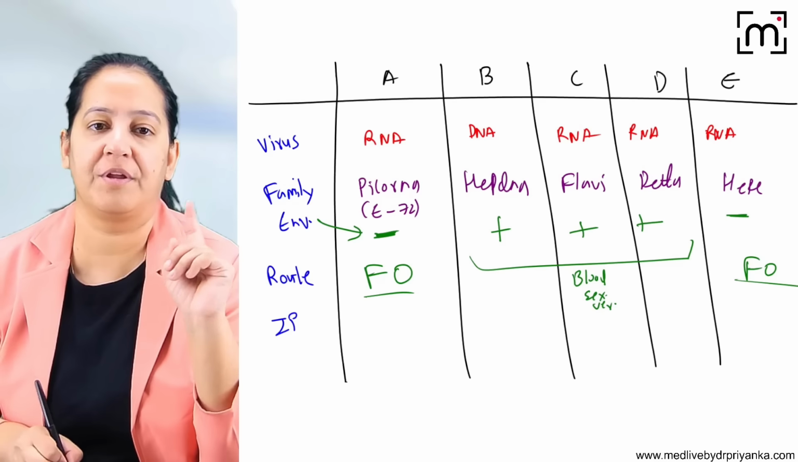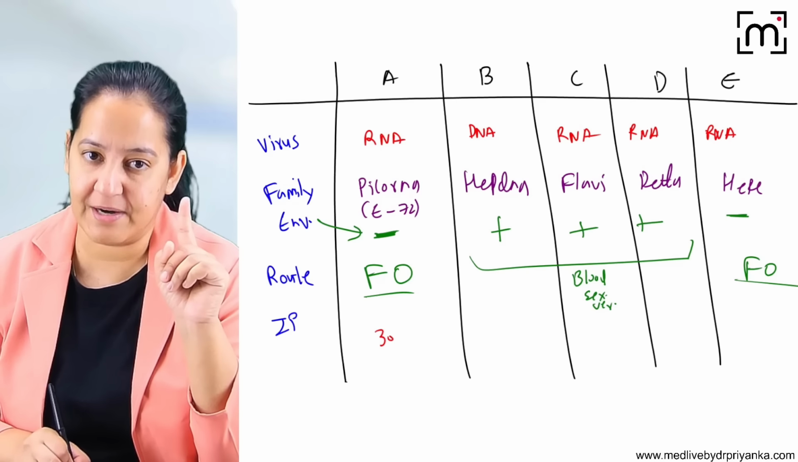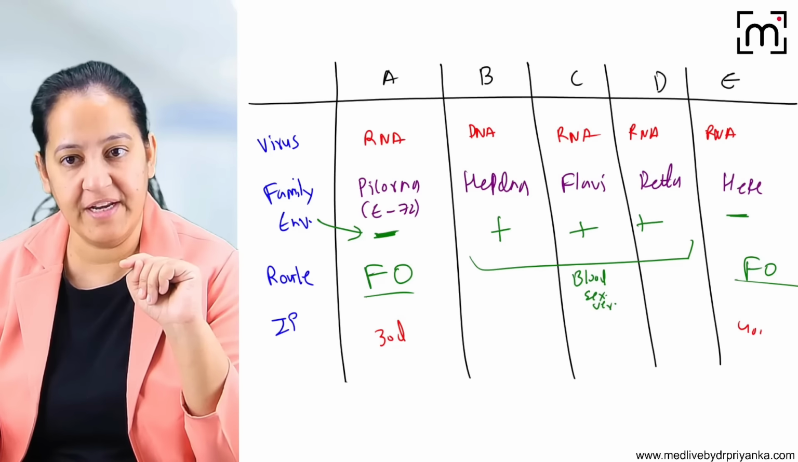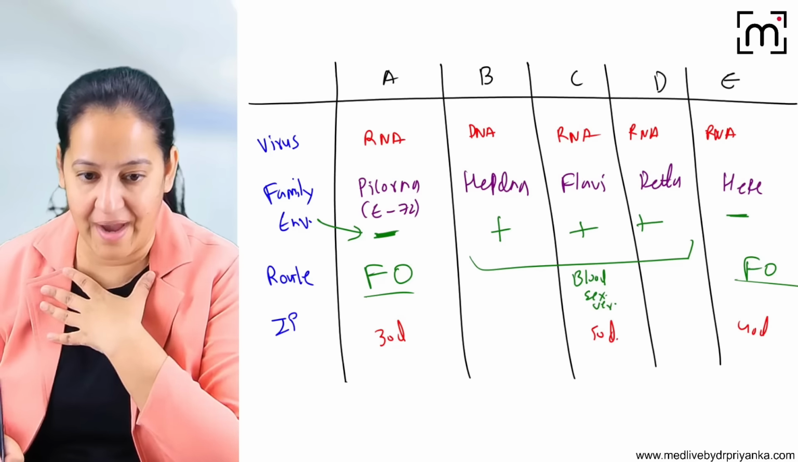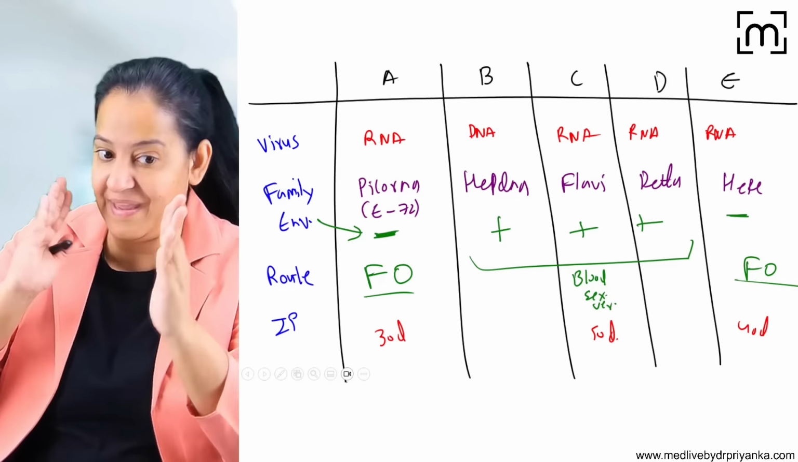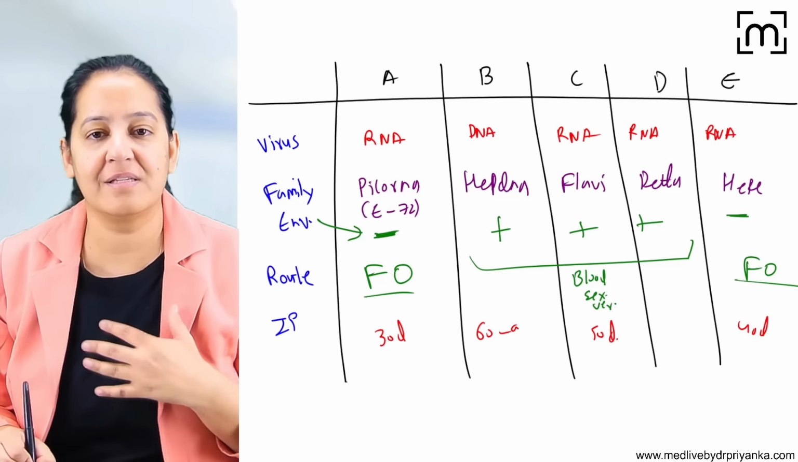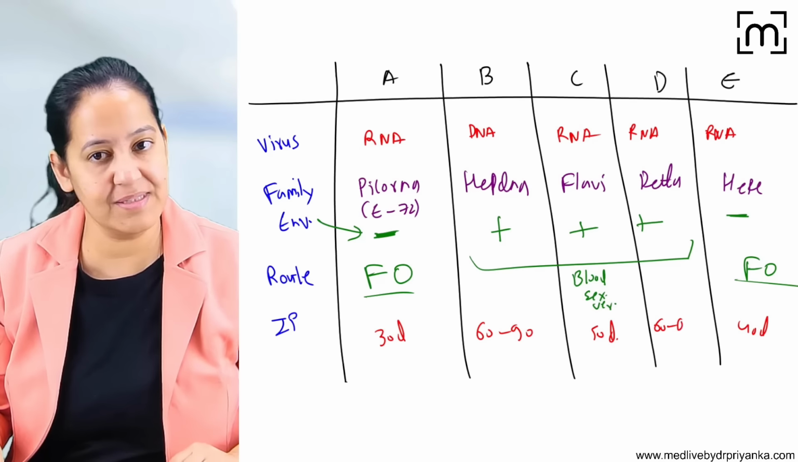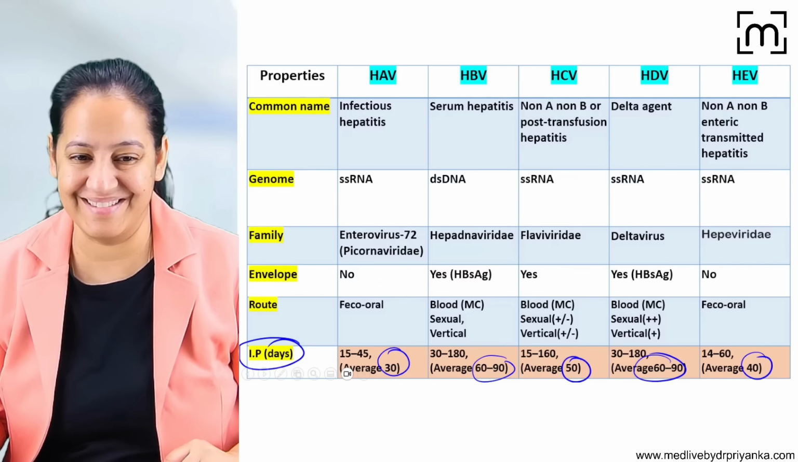Now, tell me the incubation period. The incubation period of hepatitis A is 30 days. E is 40 days and C is 50 days. This is how I write 30, 40, 50. And the remaining two, B and D, are 60 to 90. This is how I learned and I never forget. So this is the incubation period, and this is how you can learn.